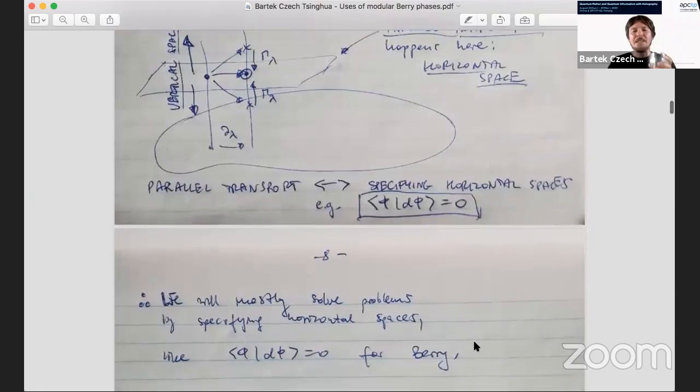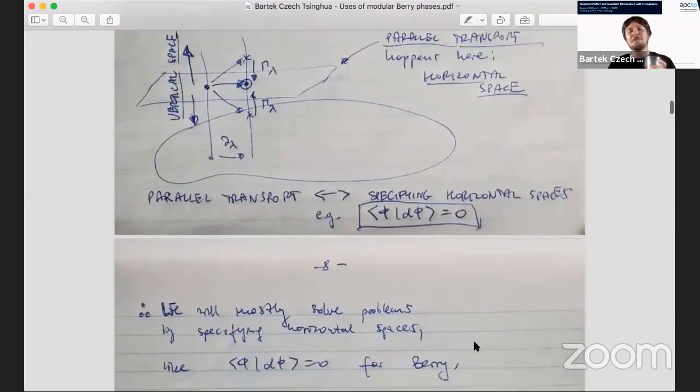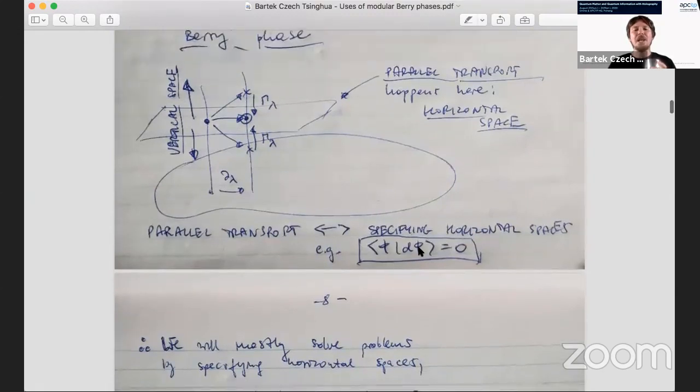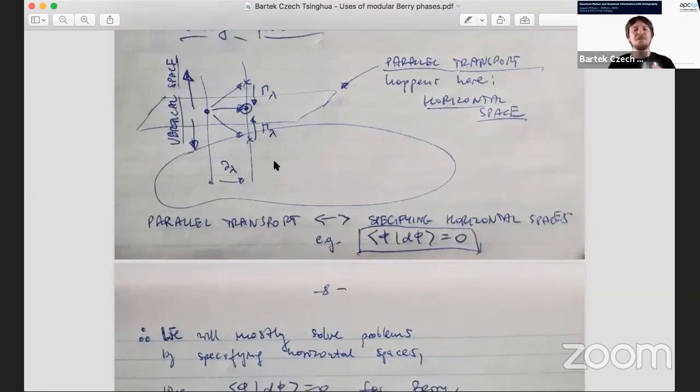So I want to say that mostly we will be solving problems that relate to parallel transport and to different phases in precisely this way. We will write down some equation such as phi d phi, except these equations will be more complicated in what follows. And we will be saying this equation specifies parallel transport for us. Namely, it tells us which of these arrows is the correct one and which ones are wrong arrows. That's the kind of thing we will be doing.